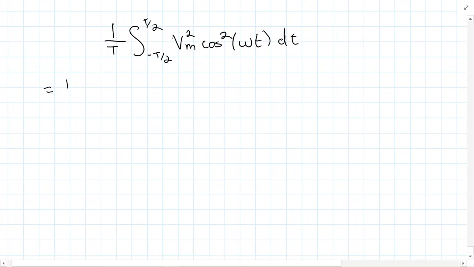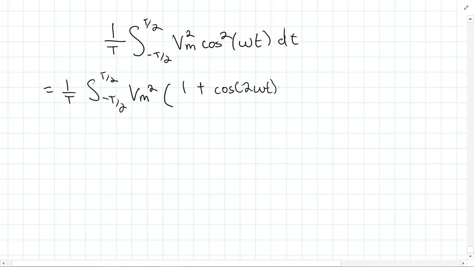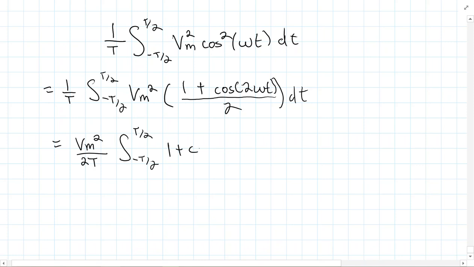If we do that, using a trig identity, we get 1 over T times the integral of Vm squared times (1 plus cosine of 2 omega t) over 2 dt. Now that we have this trig identity applied, I'm going to pull the 2 out. So we have Vm squared over 2T times the integral from minus T over 2 to T over 2 of 1 plus cosine 2 omega t dt.